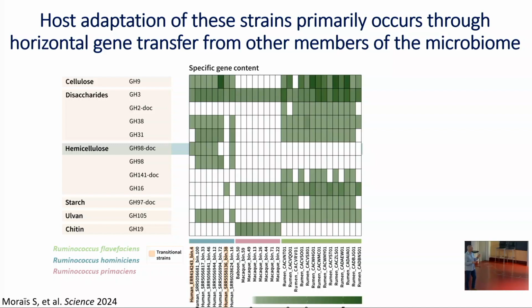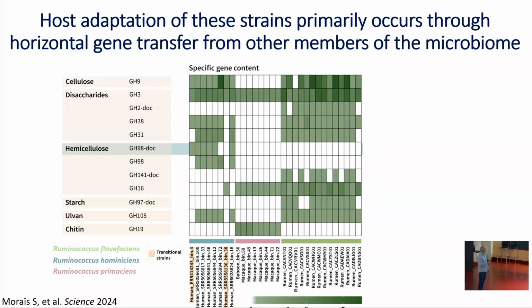For example, if we look at GH19 over here, which is a chitinase, it's only found in the genomes of the Ruminococcus strains, a monkey type of strain associated with the non-human primates. And you all know that non-human primates usually eat insects, and this is being used in order to utilize the exoskeleton of insects.